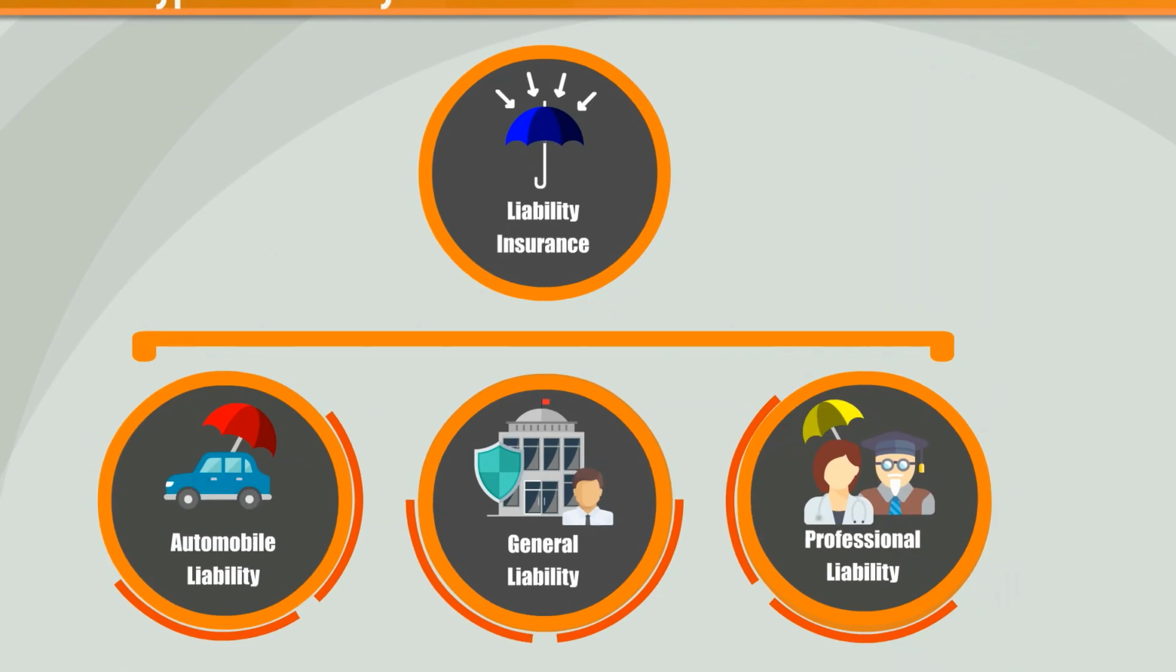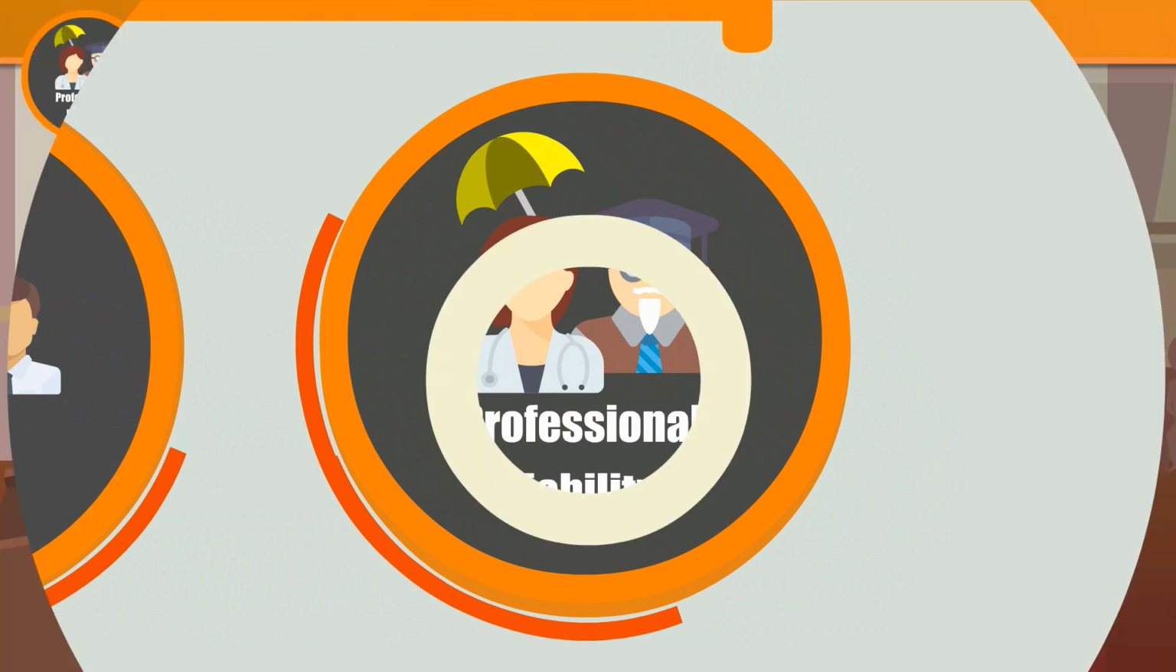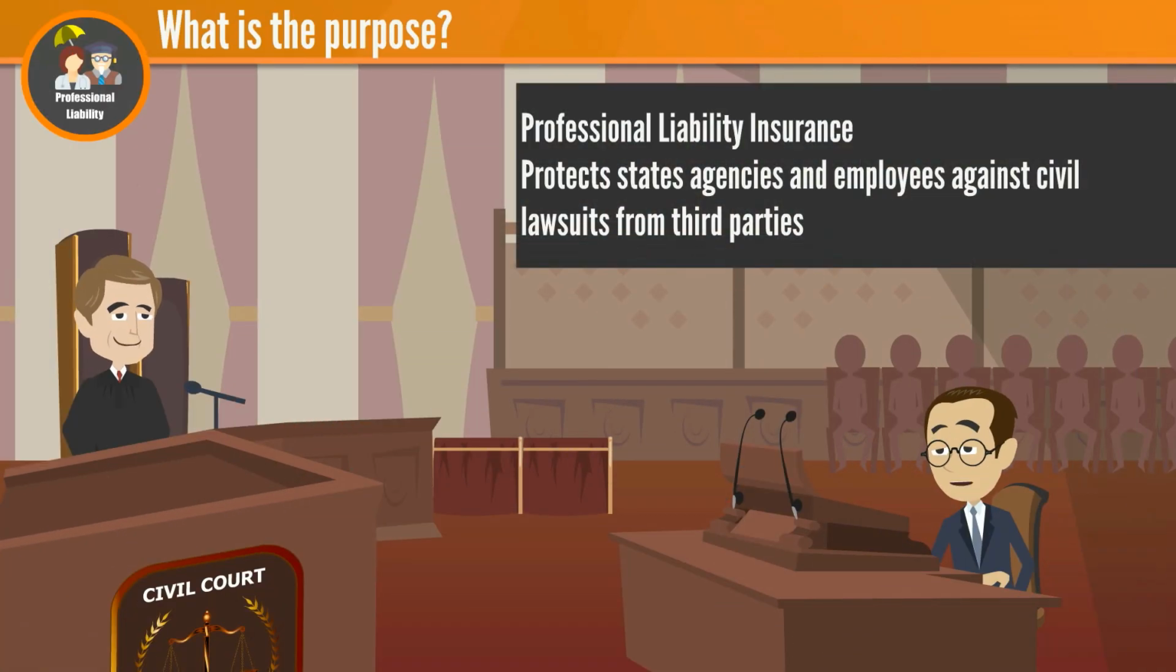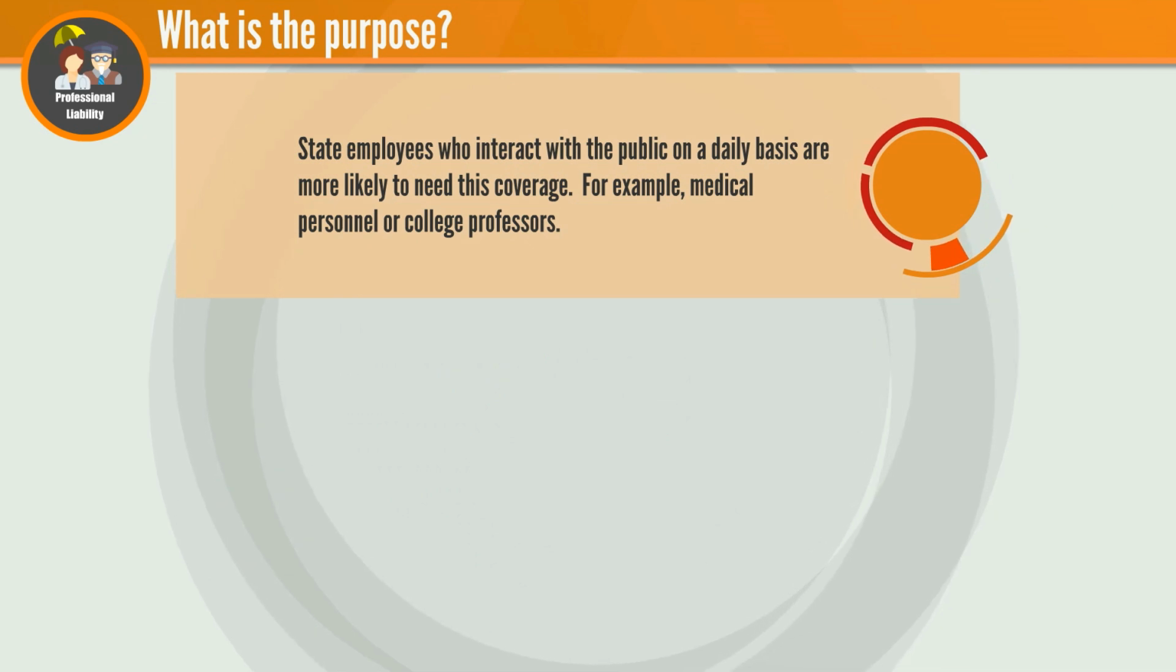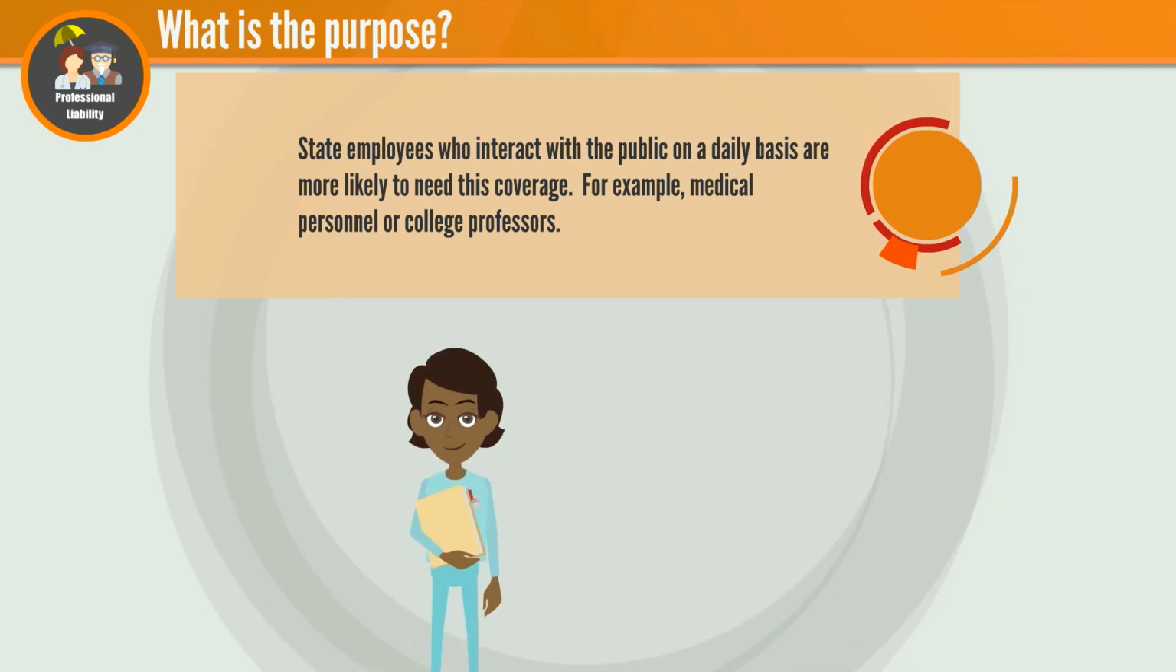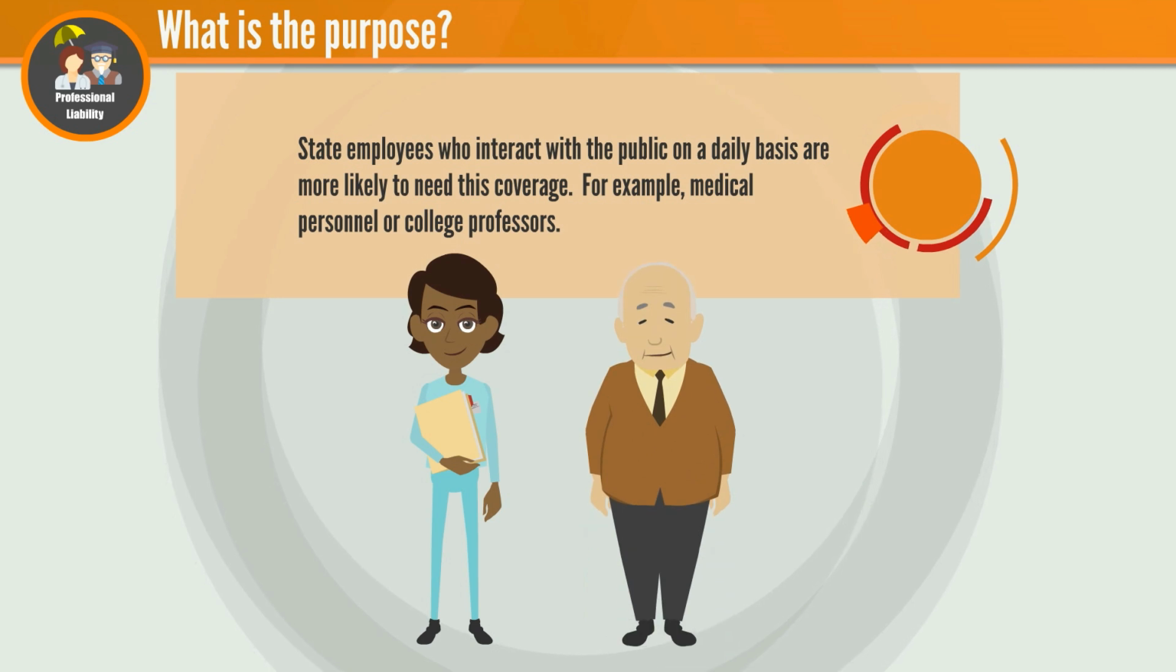Finally, let's take a look at professional liability insurance. Professional liability insurance protects state agencies and employees against civil lawsuits from third parties related to financial losses or other perceived damage caused by the state agency or their employees. State employees who interact with the public on a daily basis are more likely to need this coverage, for example, medical personnel or college professors.